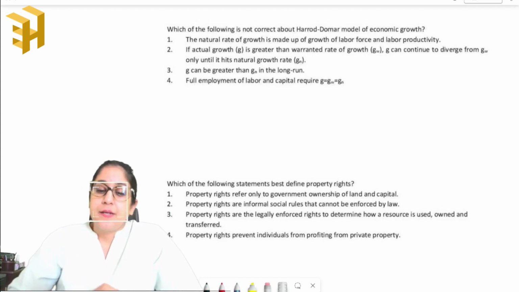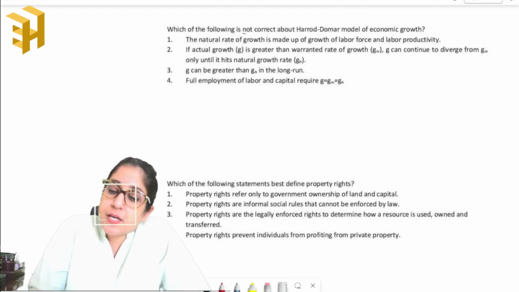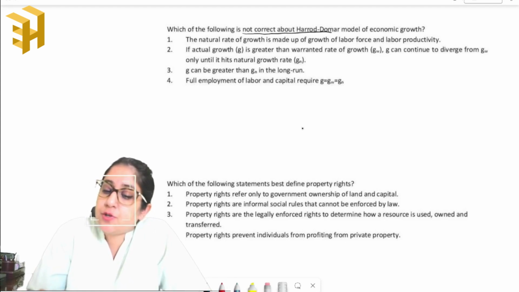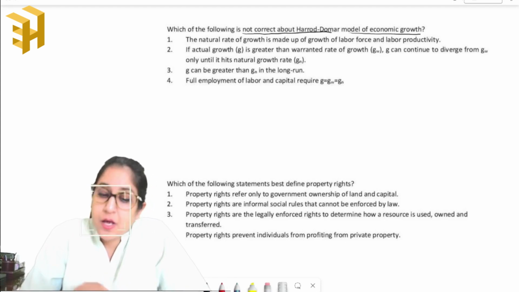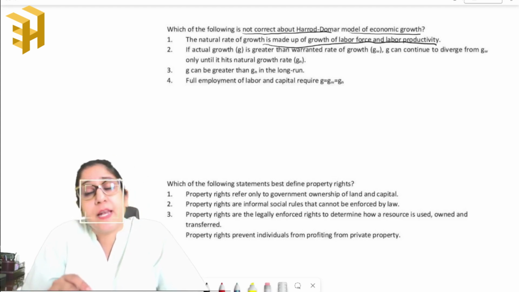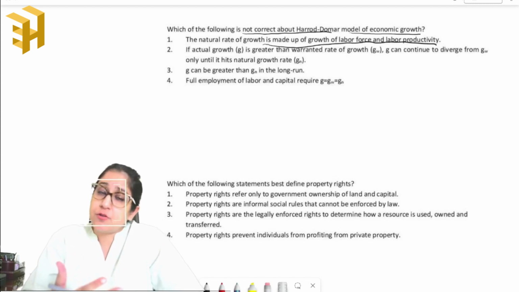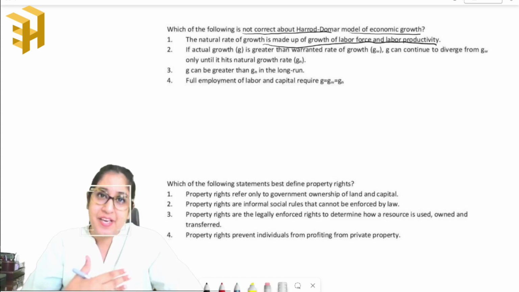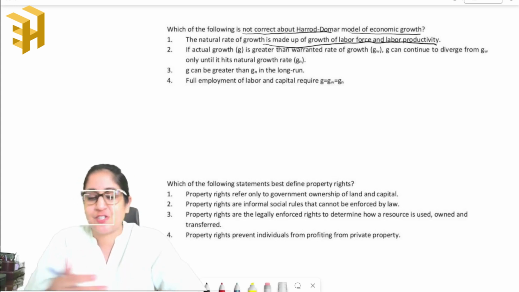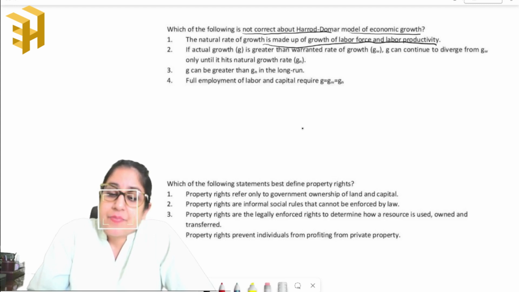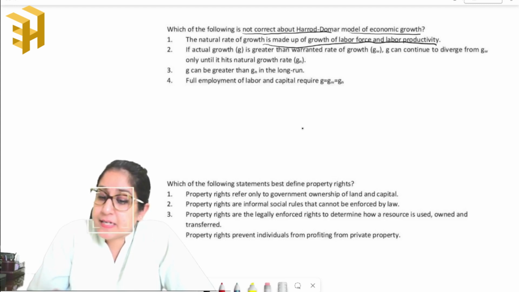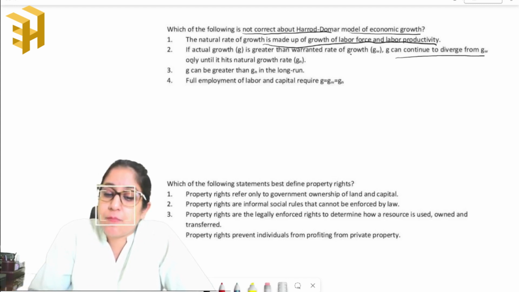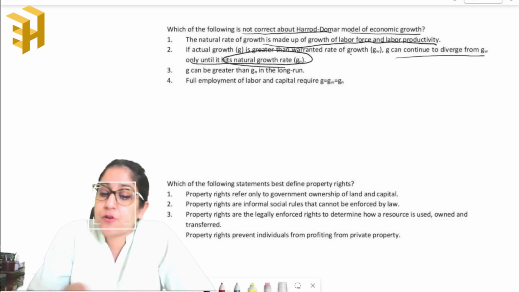Okay, next question. Which of the following is not correct about the Harrod-Domar model of economic growth? First is that the natural rate of growth is made up of growth of labor force and labor productivity. Yes, natural rate of growth talks about how fast your labor is growing. Okay, so it talks about population as such. Second is that if actual growth is greater than the warranted rate of growth, G can continue to diverge from GW only till it hits the natural growth rate.